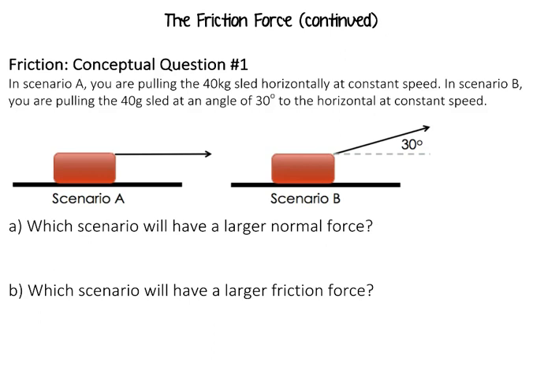So in this video, we're going to look at a few concept questions around friction. Here are two scenarios. Scenario A, you have a sled that's being pulled horizontally. Scenario B, you have a sled that's being pulled, same mass, still a 40 kilogram sled, but it's being pulled at an angle of 30 degrees here. So our first question is just which one has the larger normal force?